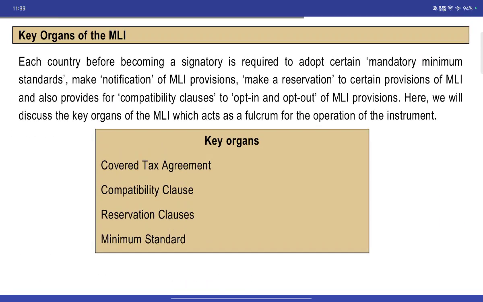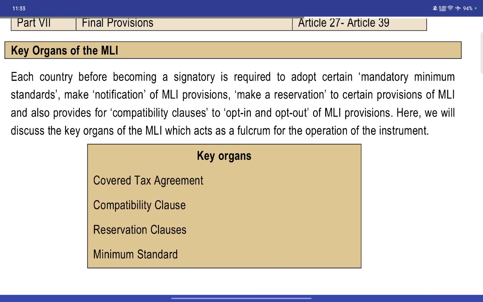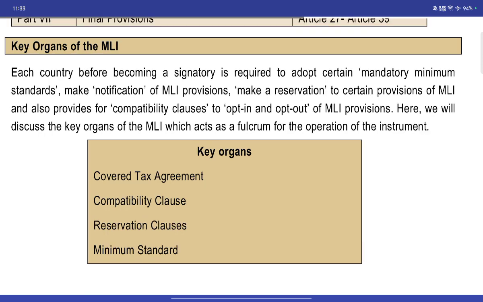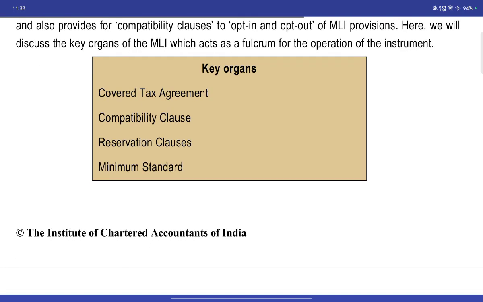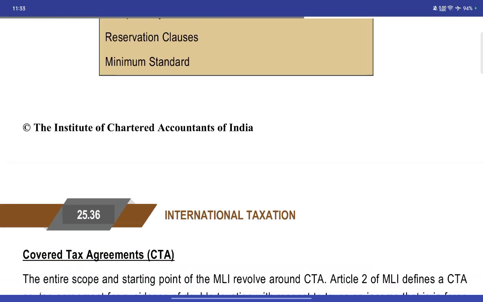The key organs of the multilateral instrument. Each country becoming a signatory is required to adopt certain mandatory minimum standards, make notification of the multilateral instrument provisions, make reservations to certain provisions of the multilateral instrument, and also provide a compatibility clause to opt in to multilateral provisions. Here we discuss the key organs of the multilateral instrument. They act as a fulcrum for the operation of the instrument. Key organs: covered tax agreements, compatibility clauses, reservation clauses, minimum standards.